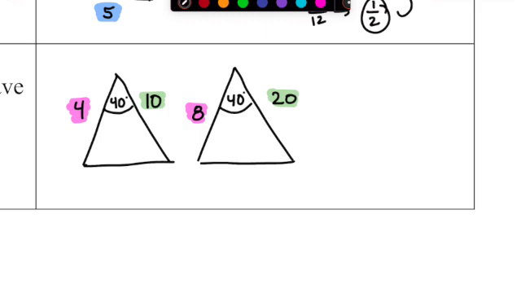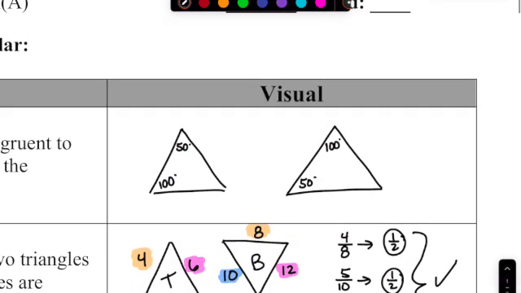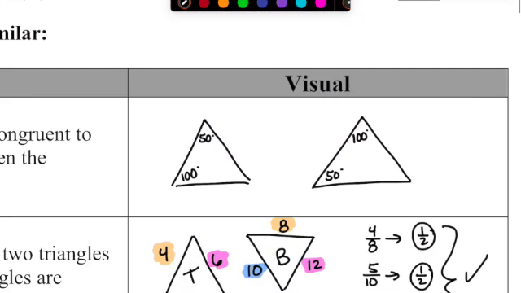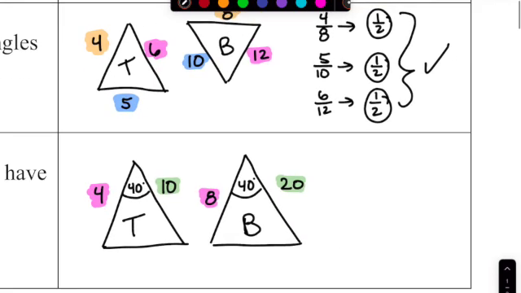We have to check our ratios, guys. Anytime you have a side, you must check the ratios. There are no ratios to check here in angle, angle, angle because I don't have any sides. But if you ever have a side, you must check those ratios.